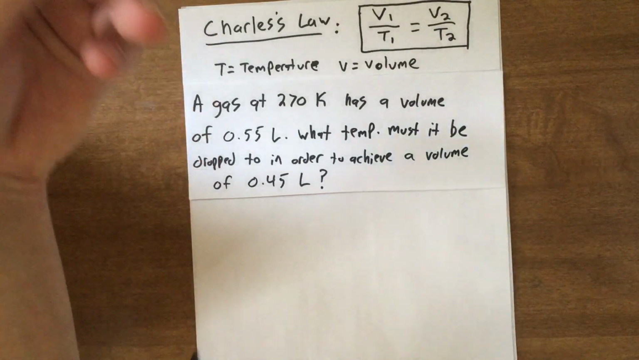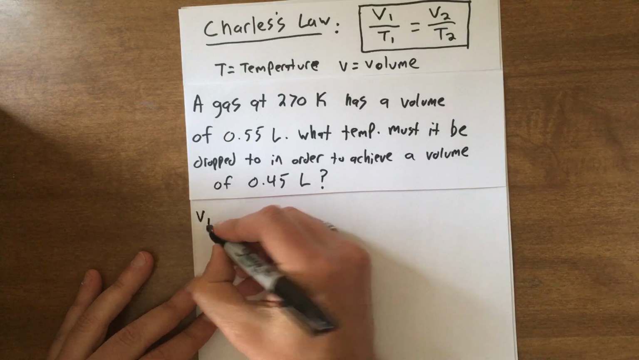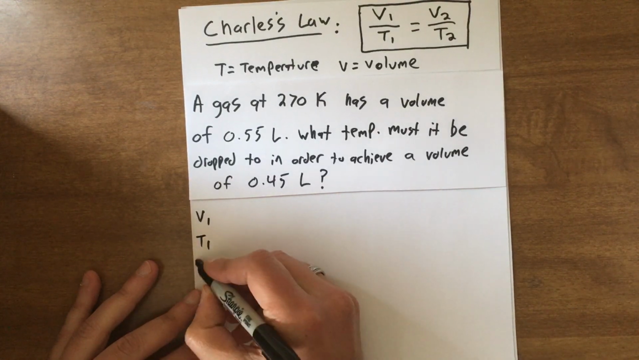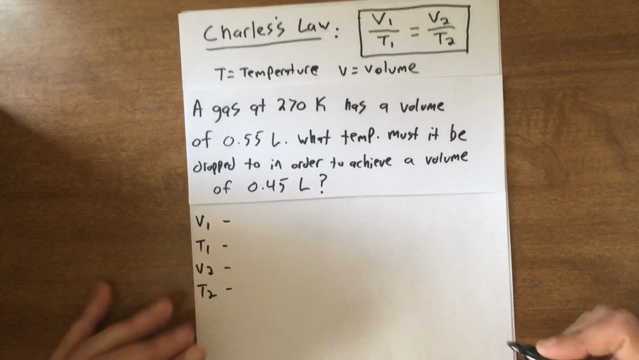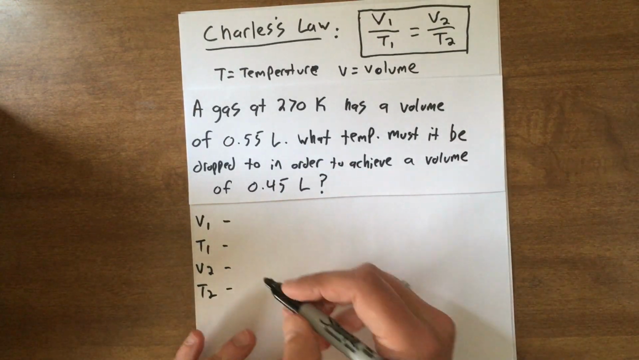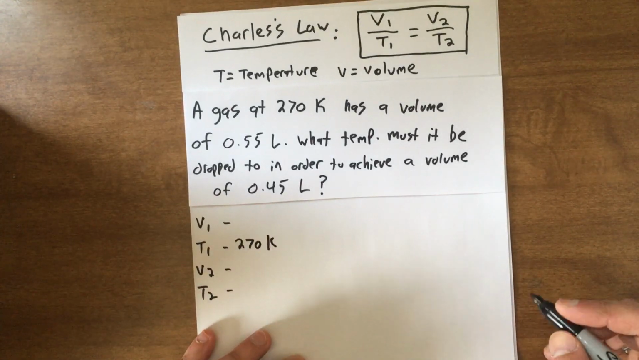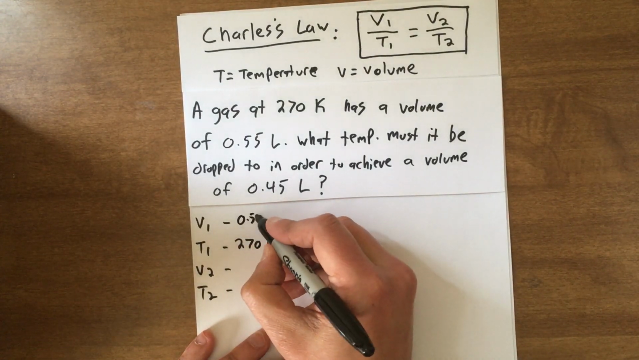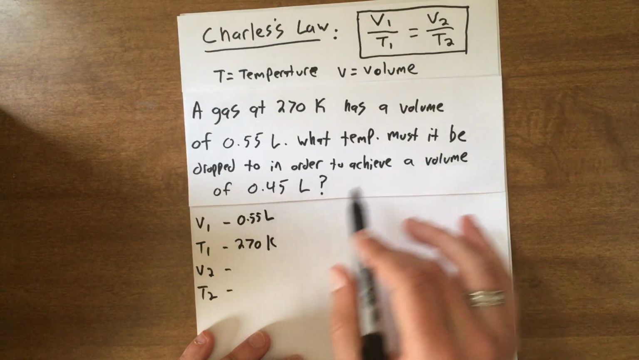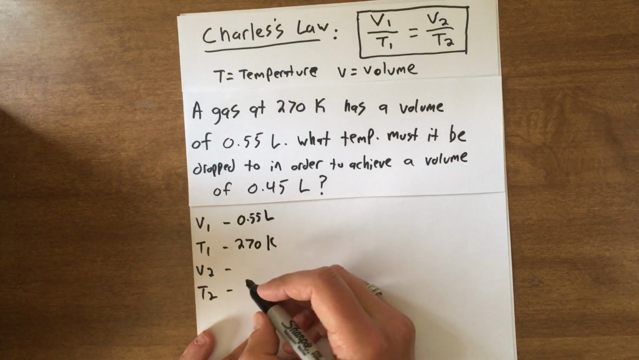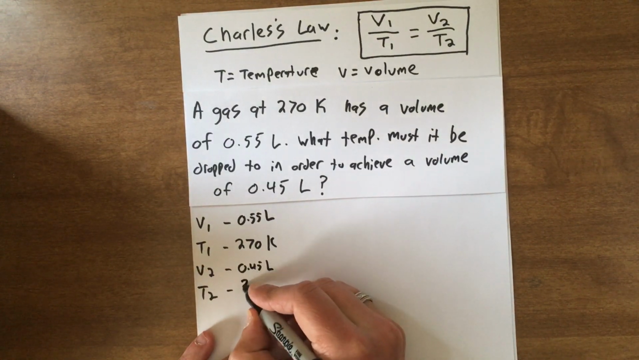All right, so same problem, slightly different, and you'll see that when I start setting the things up here. So V1, T1, V2, T2. Okay, going through it. This time we've got 270 K. We've got a volume of 0.55 liters. And this time the problem is giving me the volume. So I have my V2 as 0.45 liters, and I'm looking for the temperature.